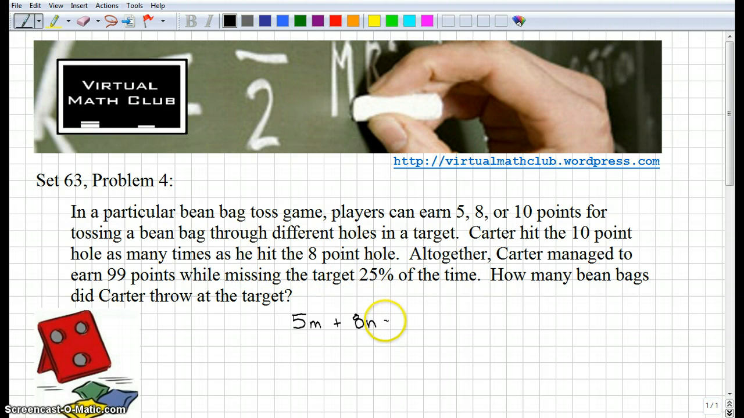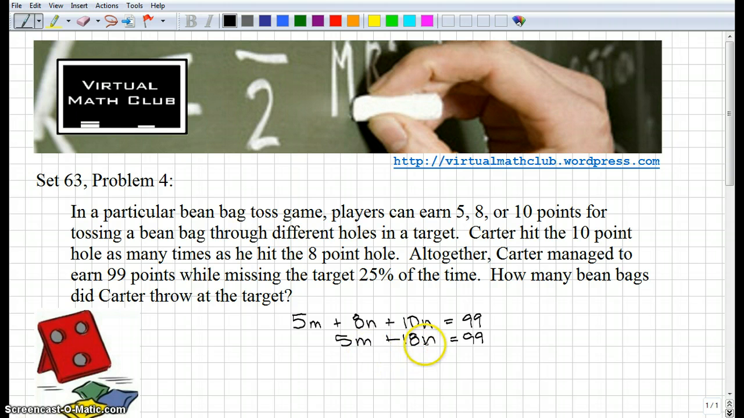So the number of points he got from the 10-point hole was 10 times n. Okay, so if we add this all up, this should tell us the total number of points that he got. Now we're assuming when he missed the target, he doesn't get any points. So this should add up to 99. Because we know he hit the 8-point hole as many times as he hit the 10-point hole, we can combine those. And so we can write this as 5m plus 18n equals 99.